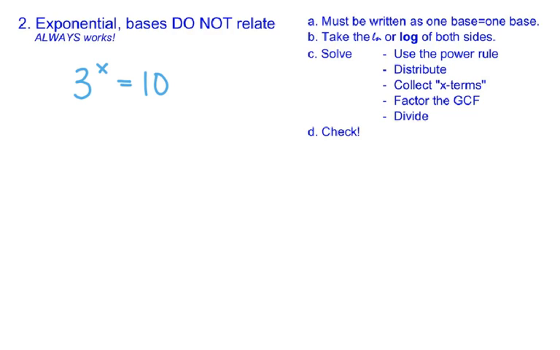So in this situation, since it's already 1 base equal to 1 base, I'm going to either take the log or the natural log of either side. So the common log, remember, is base 10. The natural log is base e. In this situation, because I have a 10, I might lean more towards my common log as opposed to natural log. But really, you can do it either way and you'll get the exact same answer. So in this situation, I'm going to take the common log of either side.